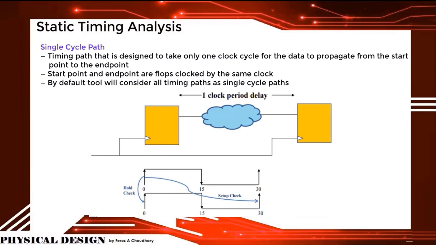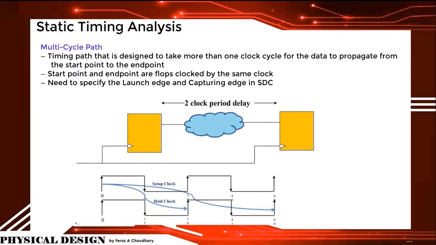Single cycle path. A timing path that is designed to take only one cycle for the data to propagate from the start point to the end point. Start point and end point are flops clocked by the same clock. By default, the tool will consider all timing paths as single cycle paths.